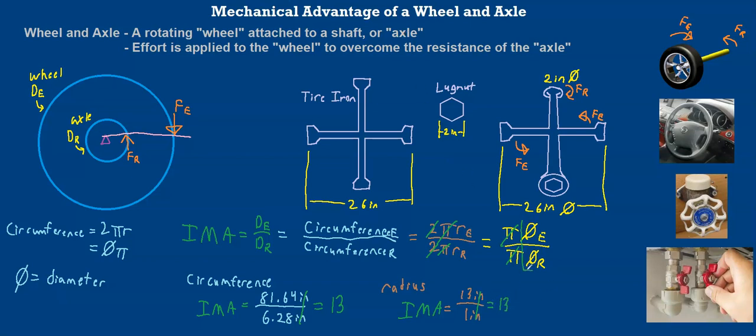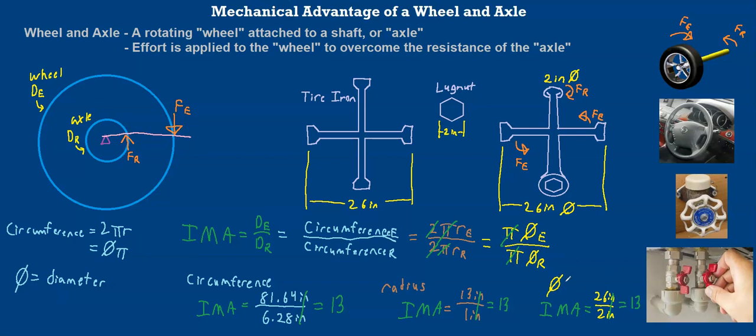And for our diameter, we'll do the exact same thing. We'll put the diameter effort divided by the diameter resistance. So solving for our diameter, we would say our IMA is equal to our diameter effort divided by our diameter resistance, and that is 26 inches divided by 2 inches, and hopefully by now you see that it works the same way. 26 divided by 2 is simply 13.